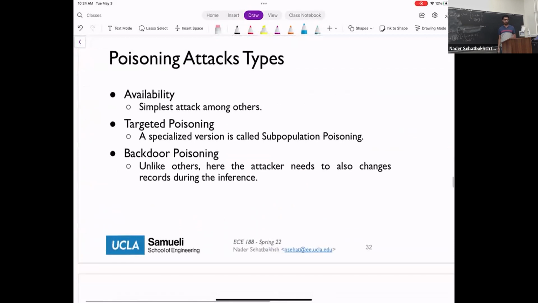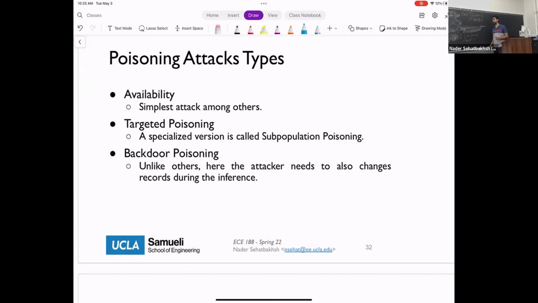There were different types. Targeted poisoning is a specialized version of the poisoning attacks, where the idea is not only to force the system to make a wrong decision, but also to force it to make a specific decision. This is a more sophisticated attack, because we not only want the system to make a wrong decision, we want the decision it makes to be exactly what we want. It requires a little bit more work, but it's much more powerful.